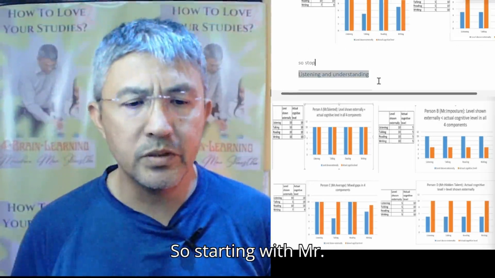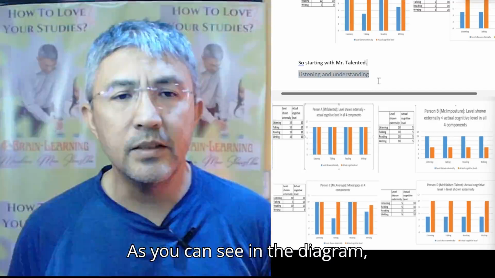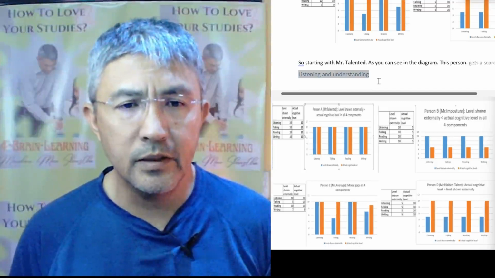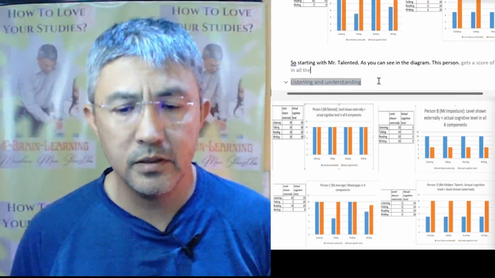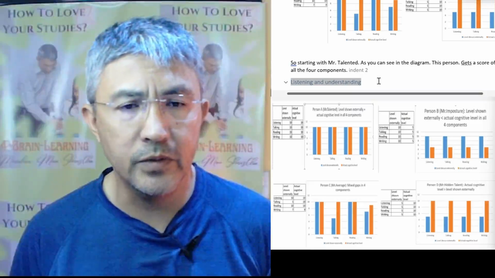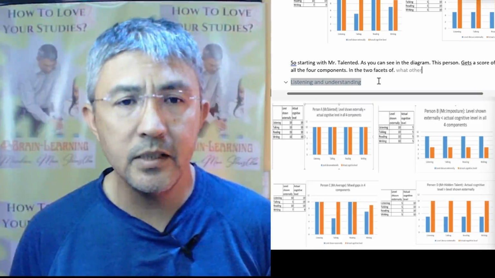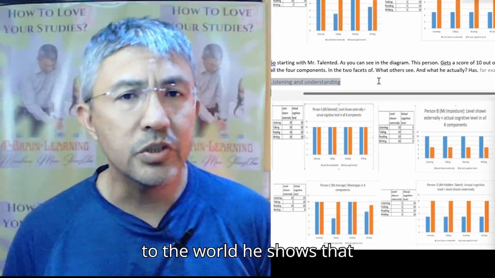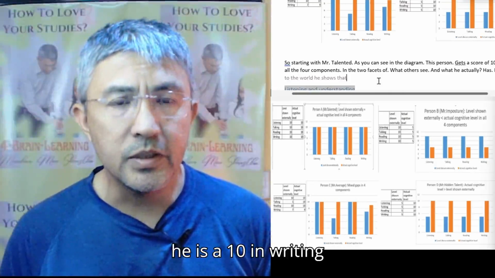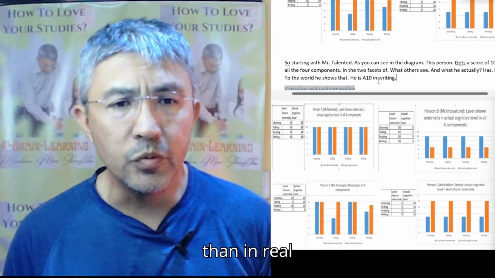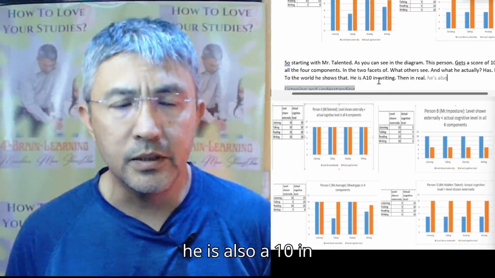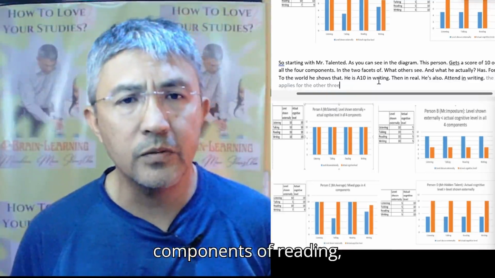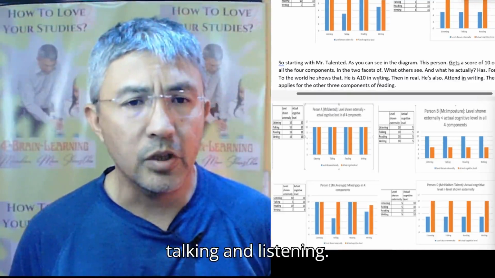So starting with Mr. Talented. As you can see in the diagram, this person gets a score of 10 out of 10 in all the four components in the two facets of what others see and what he actually has. For example, to the world, he shows that he is a 10 in writing, and in reality, he is also a 10 in writing. The same applies for the other three components of reading, talking, and listening.